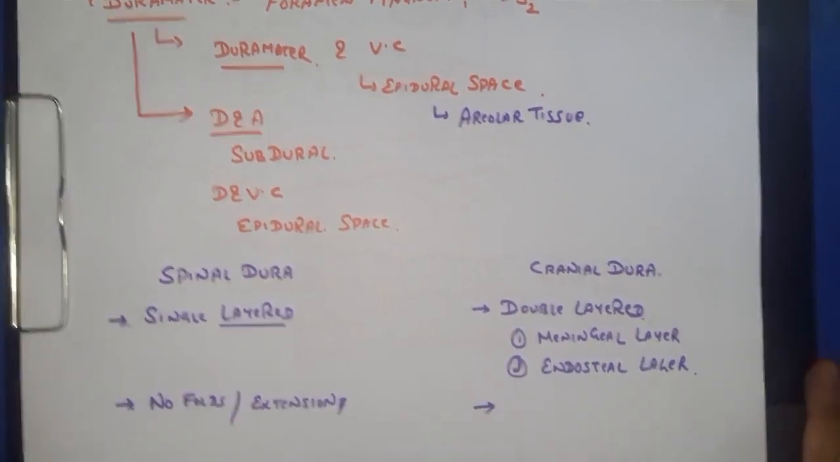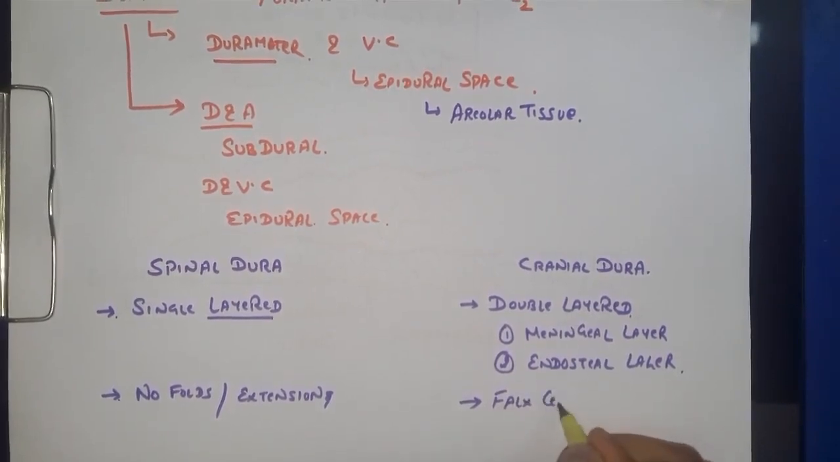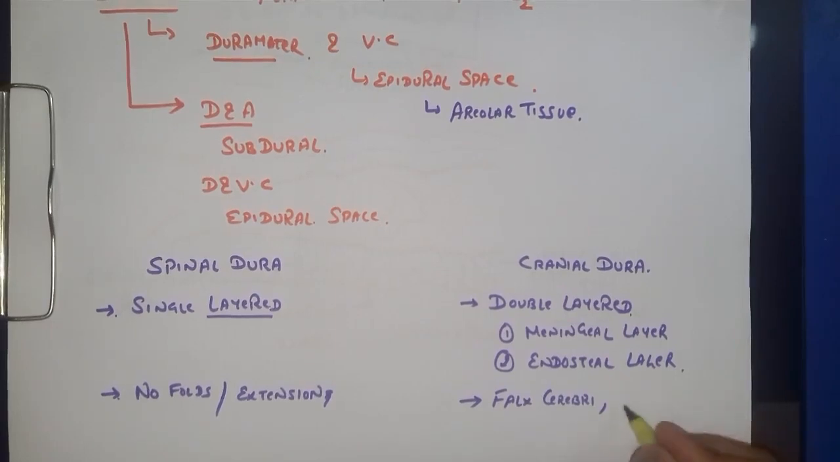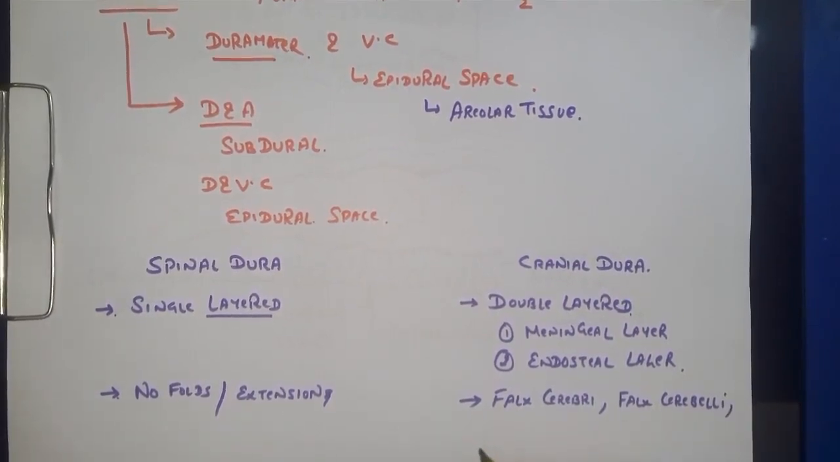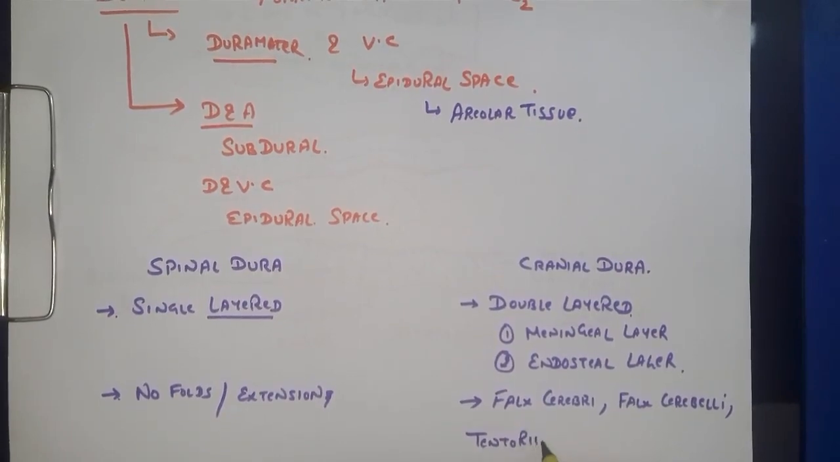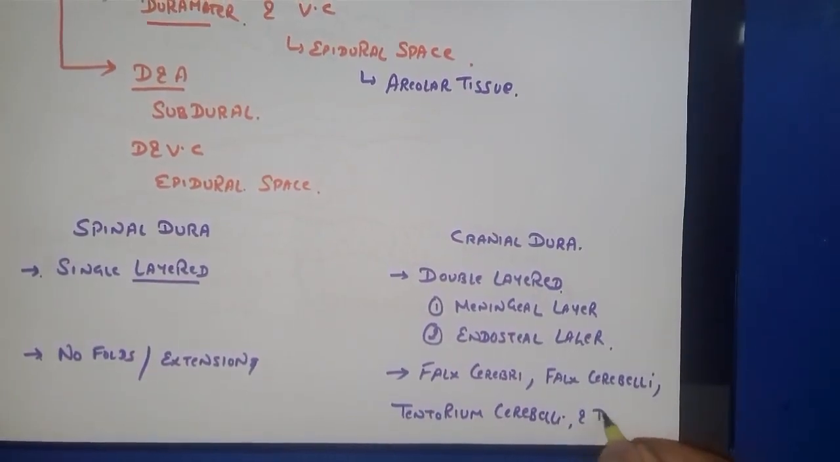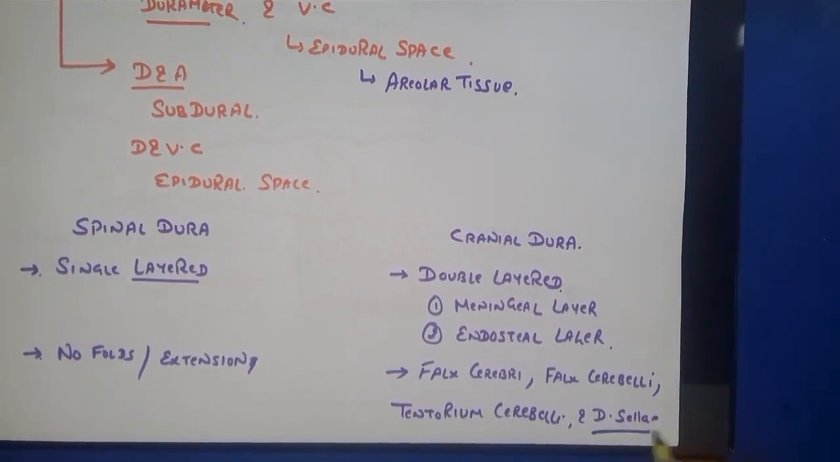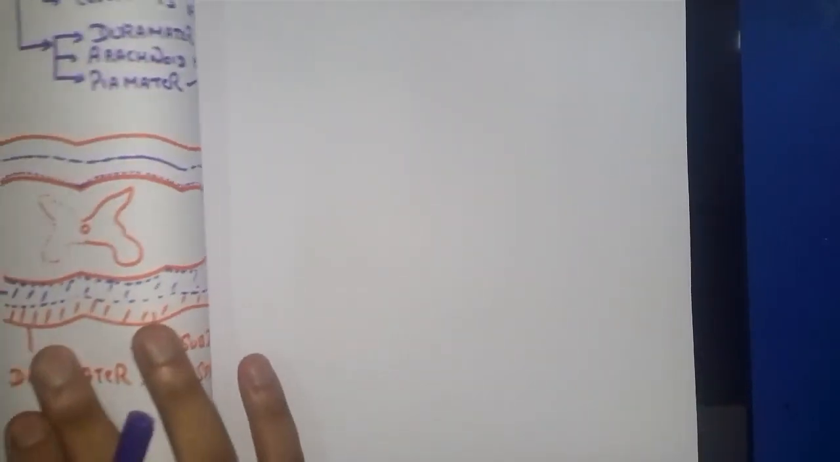But in case of the brain, the dura mater results in the formation of structures, just like falx cerebri between two cerebral hemispheres, falx cerebelli in the cerebellum, tentorium cerebelli, and diaphragma sellae, the part where the pituitary gland is present. So this was the information about the dura mater, what the dura mater consists of. Now coming on to the next layer, which is the arachnoid mater.